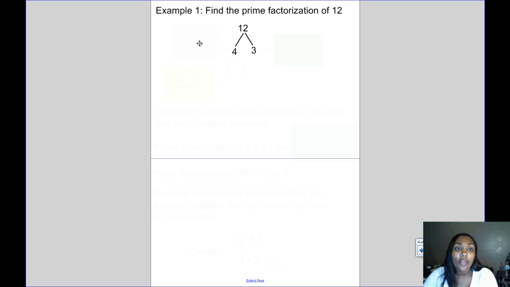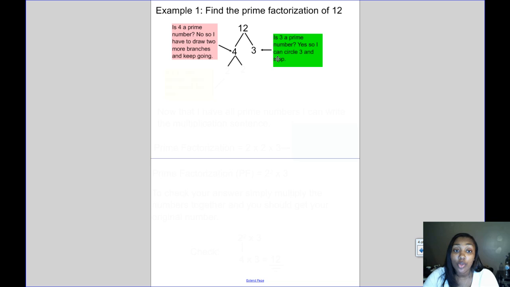So then the very first thing we're going to ask ourselves is, is 4 a prime number? Meaning, does 4 only have one factor pair? And the answer would be no. 4 is not a prime number, so you're going to actually draw two more branches from the 4 and keep going. Then you want to ask yourself, is 3 a prime number? And the answer is yes, because 3 only has one factor pair. So you're actually going to circle the 3, and then that's the end of that branch. But remember, the 4, we're not done with the 4 yet because the 4 wasn't a prime number.